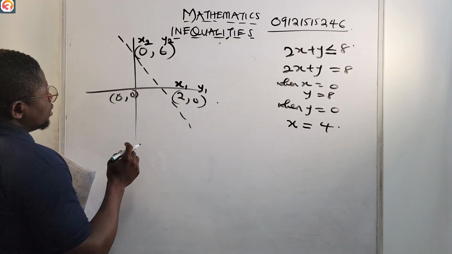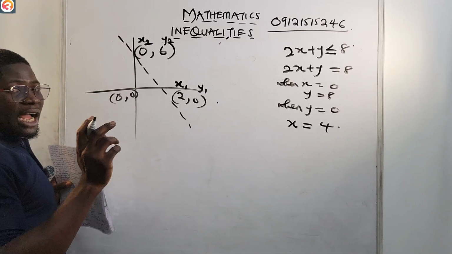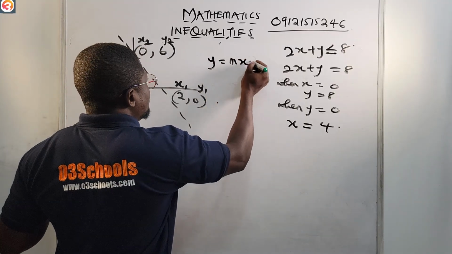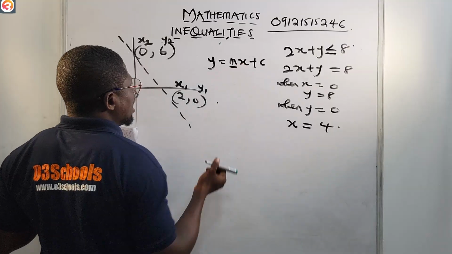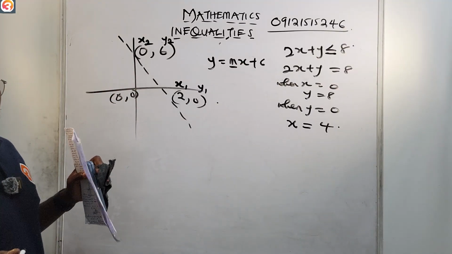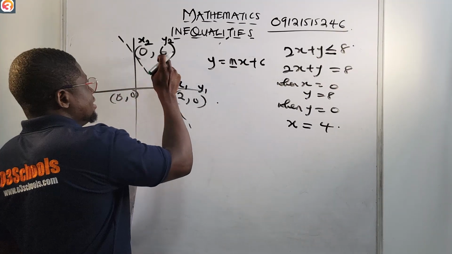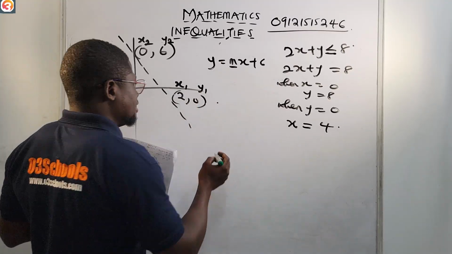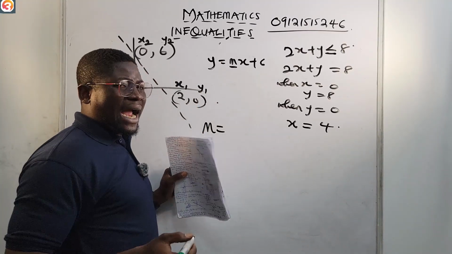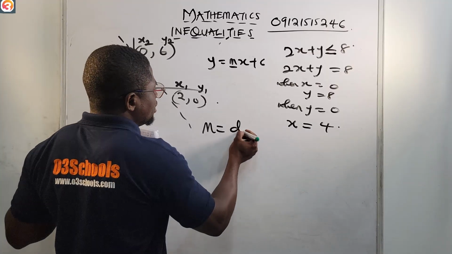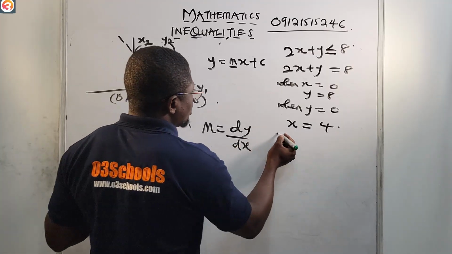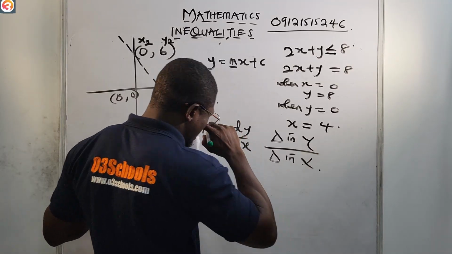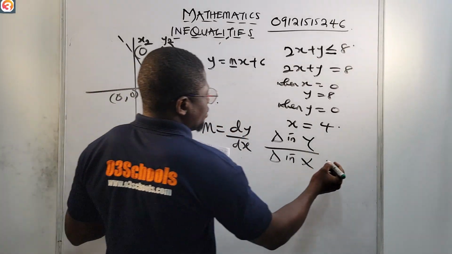What do we do now? You know that our equation of a straight line is y equals mx plus c. We do not know our gradient m. We know our intercept on the y-axis to be 6, but we do not know our gradient. So we need to find our gradient. How do we find our gradient? Gradient m is change in y over change in x. That's our gradient. So that means that what?